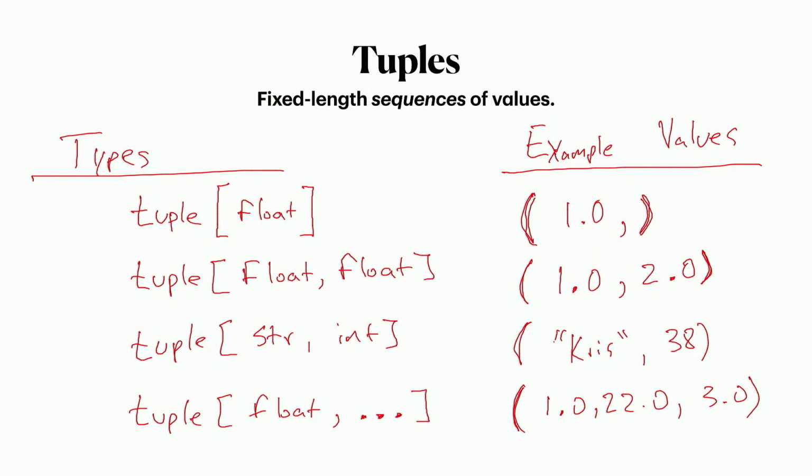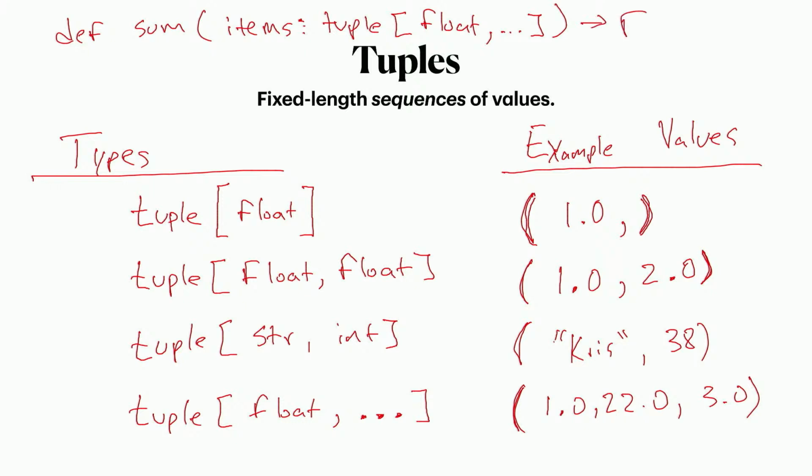And so this is pretty cool. We're able to have a sequence of values represented as one thing. So we're about to see an example of this where we might have a function like def sum, and we might have the items specified as a tuple of floats. And we would expect this to return a float.